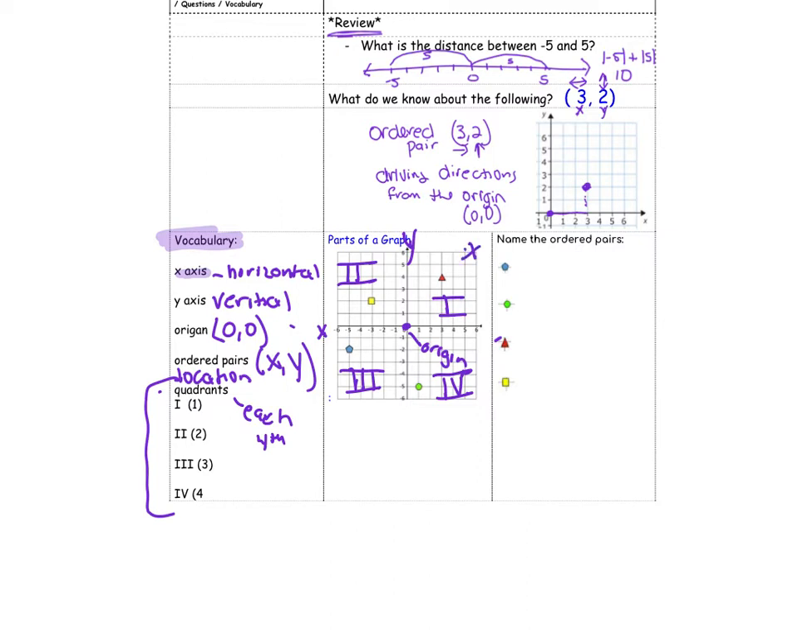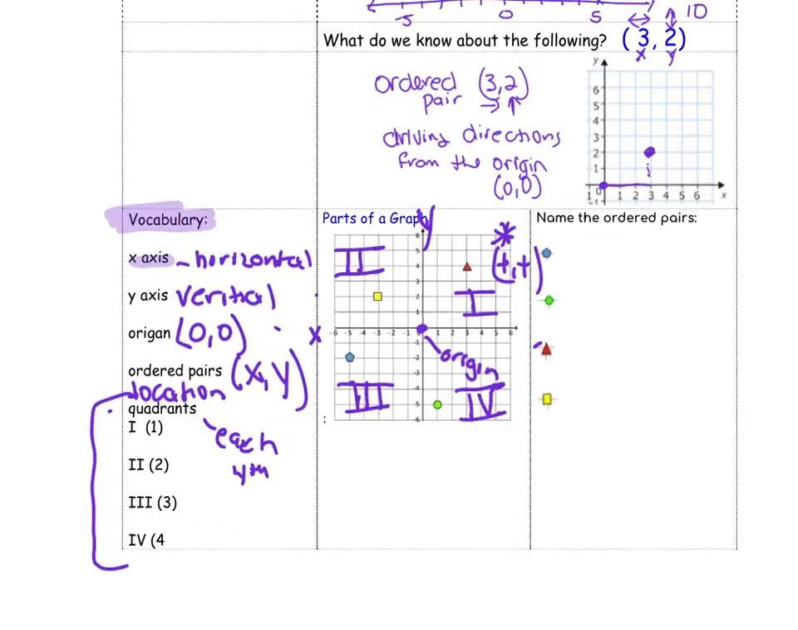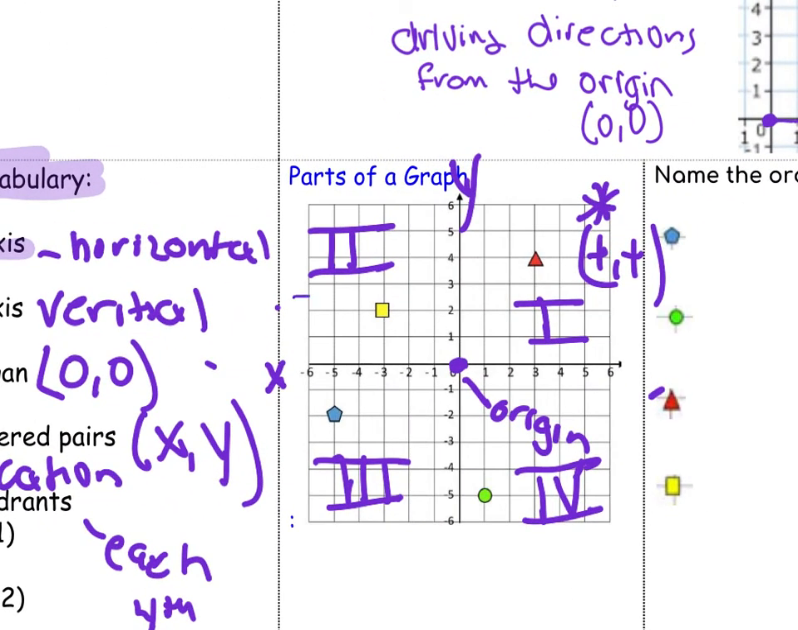So it starts here with our positive numbers, and it goes counterclockwise. So for 2, our x is negative and our y is positive. For 3, we have to go over negative and down, so it's negative, negative. And for 4, the first number, the x is positive, but we're going down, so it's positive, negative.